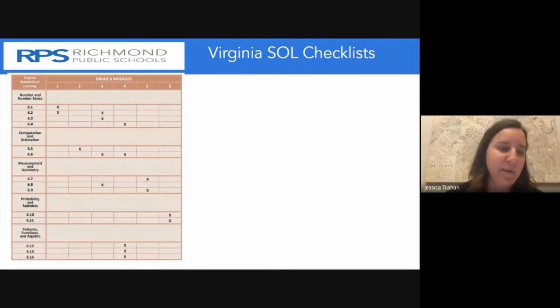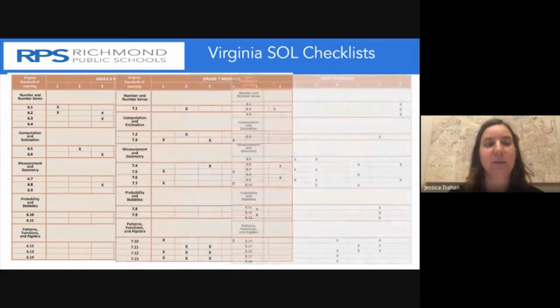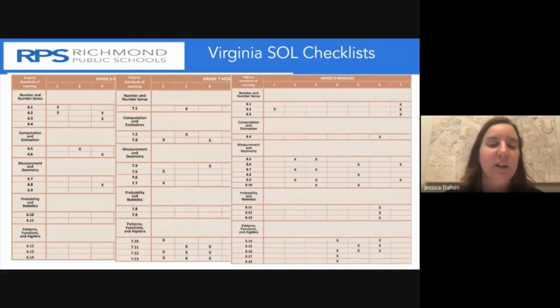Here's an example from grade 6, grade 7, and grade 8. As those slowly come up, you will see where we have embedded those Virginia SOL checklists. While we know that this is just a checklist, as we continue to flesh out these lessons, we will continue to provide a deeper scope and sequence for each of these components to ensure that you can identify where those SOLs are addressed.